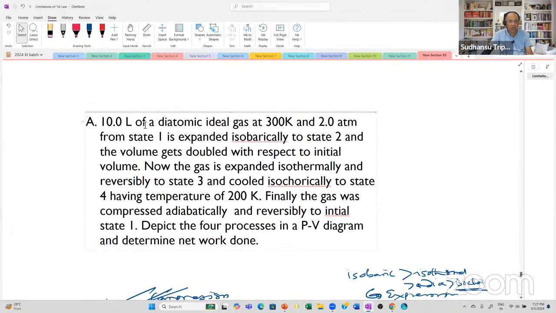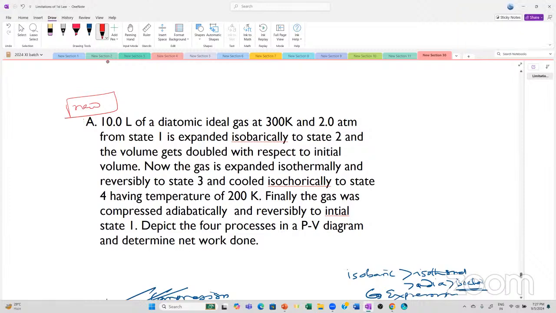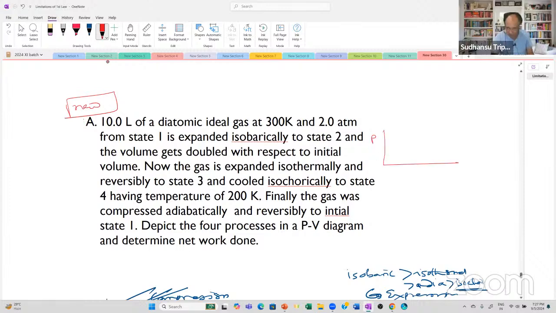No, no, this is a new question I am giving you. This is a new question which I put yesterday. You do it at home, right? It's a simple one. Now see, I'm showing you the PV graph.